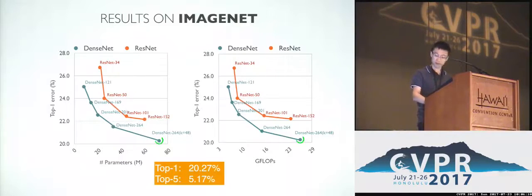We recently trained a 264-layer DenseNet. It got 20.27% top-1 error on ImageNet.